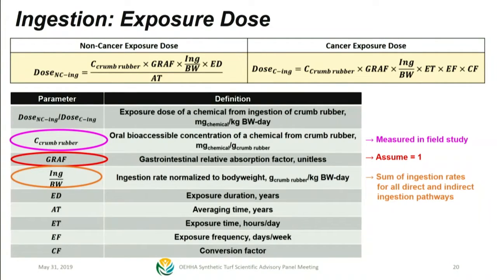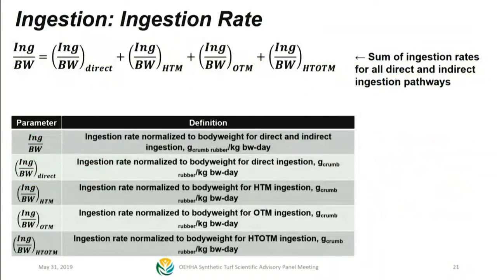The ingestion rate is derived from literature and information from the exposure study. This parameter represents the amount of crumb rubber that is ingested per day, normalized to body weight. It is the sum of the ingestion rates for the direct and indirect pathways. We'll talk about the direct ingestion rate first, which represents crumb rubber that is incidentally or intentionally ingested.